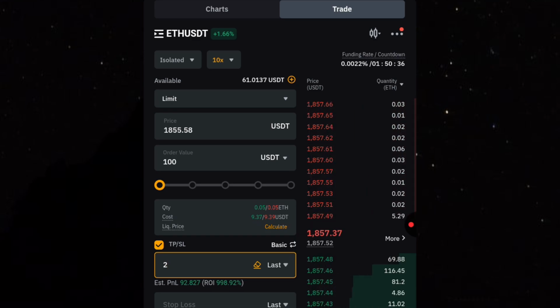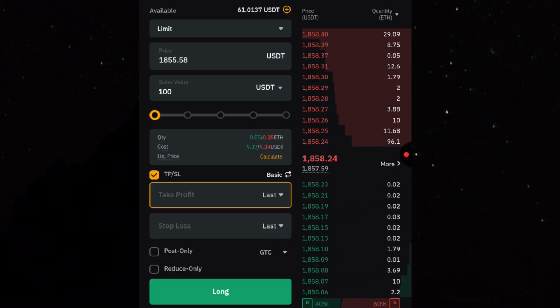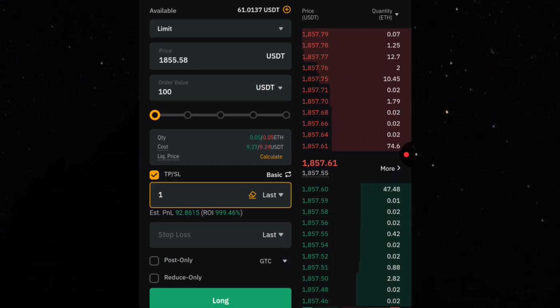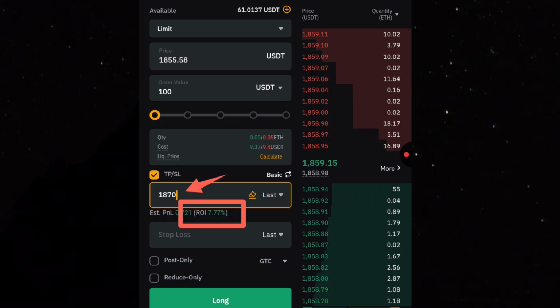Let me say you can do this in so many ways. For example, let's say I want to take my profit when the price gets to 1870. I predict that the price will go up. So when it goes to 1870, I want to make my profit, which means I'm going to make 7% of my money. That's what it means.